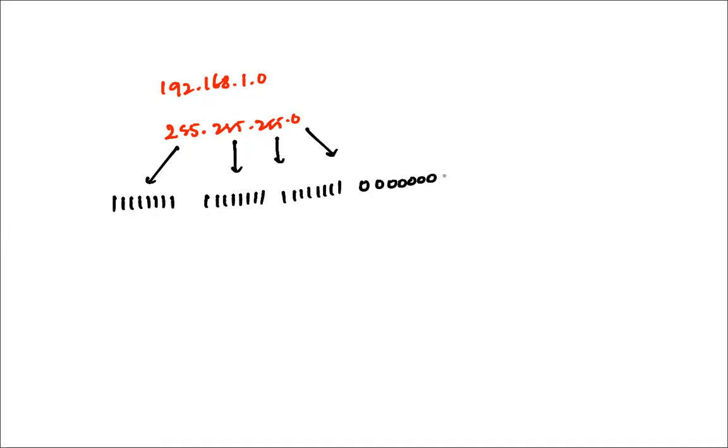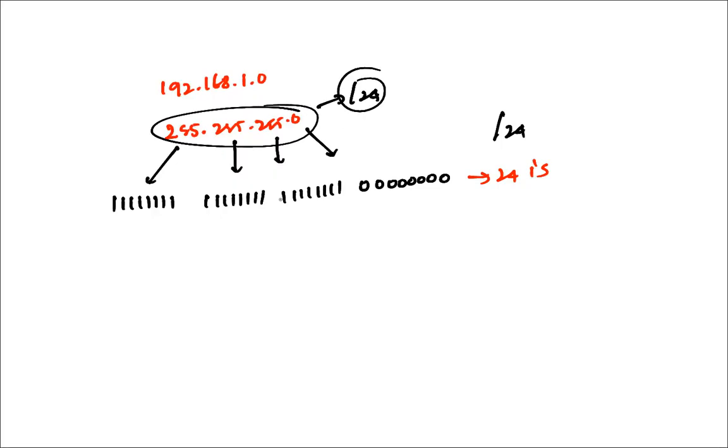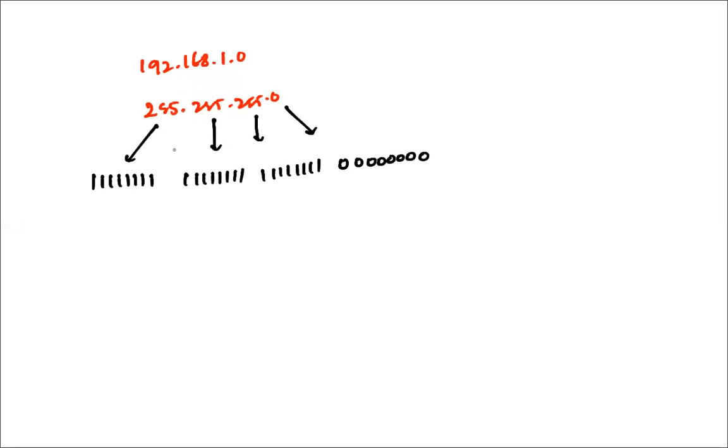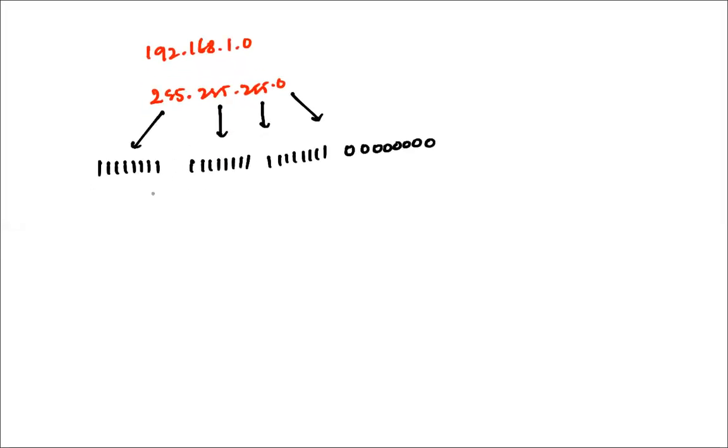Okay. So how many ones do we have here? We have totally 24 ones, correct? So 24 ones we have. So that is why we call this as what? We call this as slash 24. For what reason? We call this mask as slash 24. What is the reason for slash 24? Because it has got 24 ones, right? Yeah. So now good. Let's understand this. Now I have got 24 ones in my subnet mask and then 8 zeros in my subnet mask.